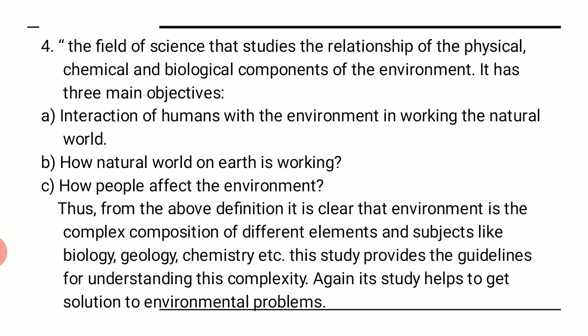The 4th definition tells us all. It's a nutshell and it tells us everything about what we have done in the previous slide. The field of science that studies the relationship of physical, chemical and biological component of environment, it is made up of 3 main objectives. કે interaction શું કામ અથવા આ શા માટે કરવું જોઈએ? Number 1, interaction of human with environment can be known, right? Number 2, how natural world on earth is working, એ પણ આપણને ખ્યાલ આવે છે, અને how people affect the environment.